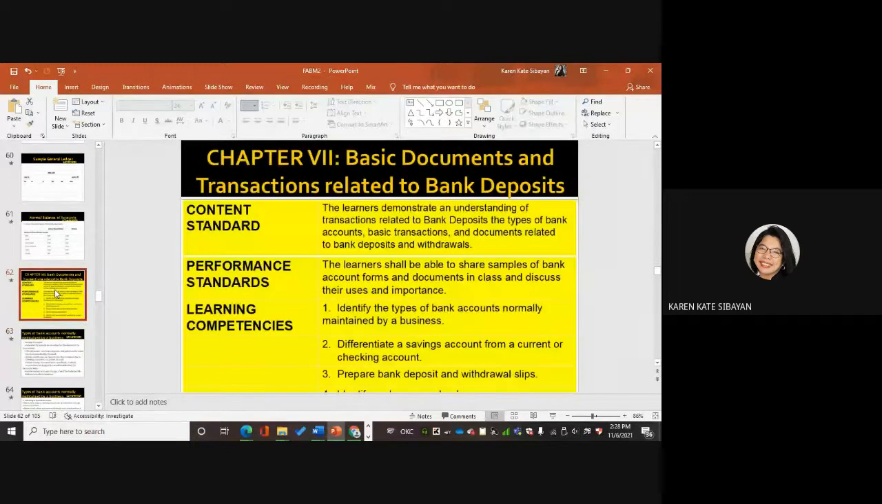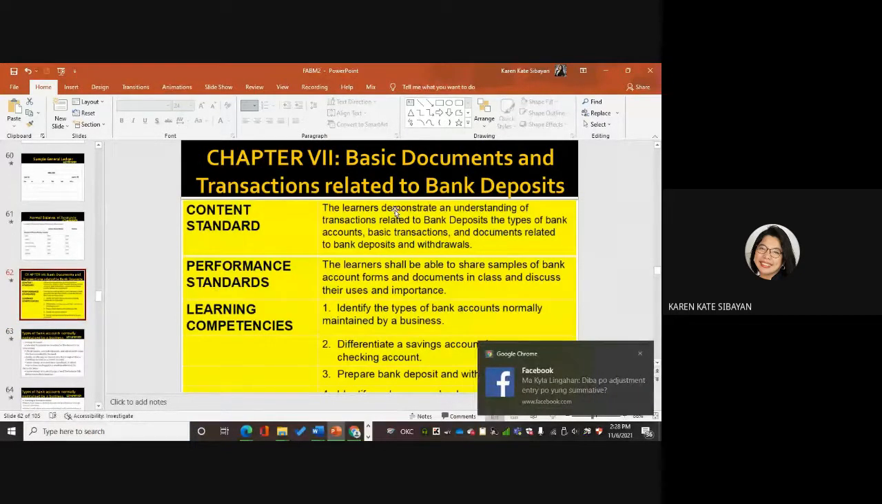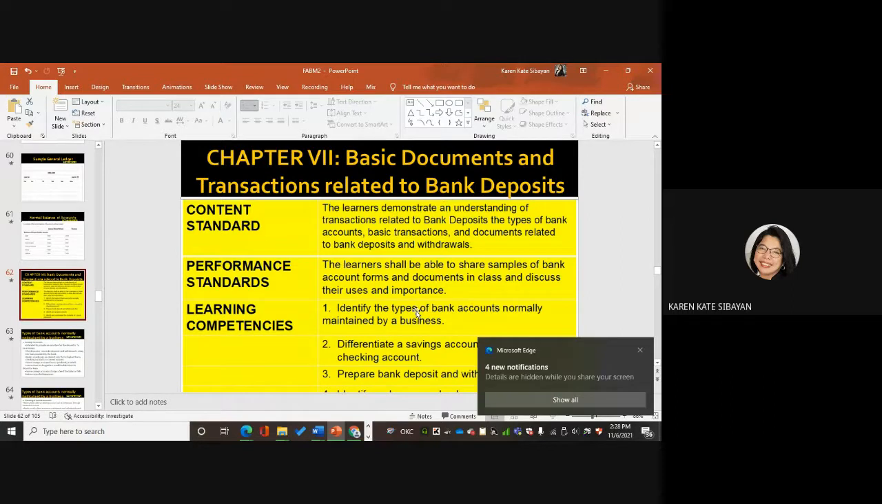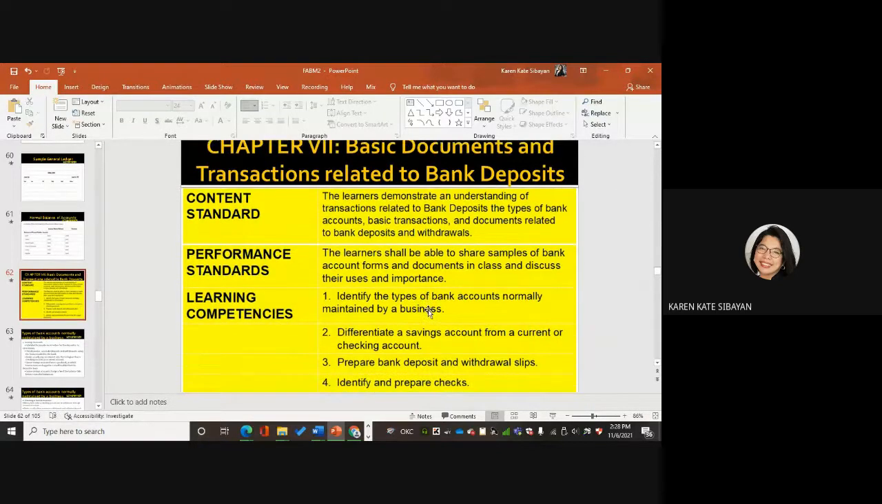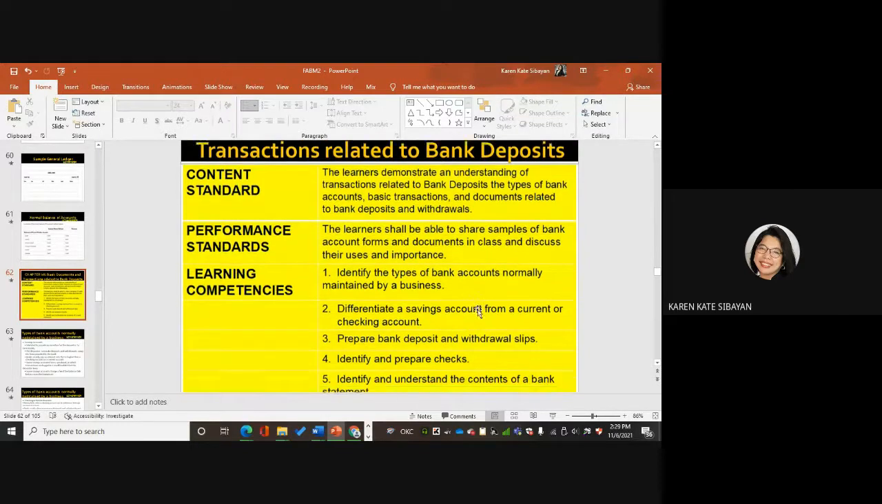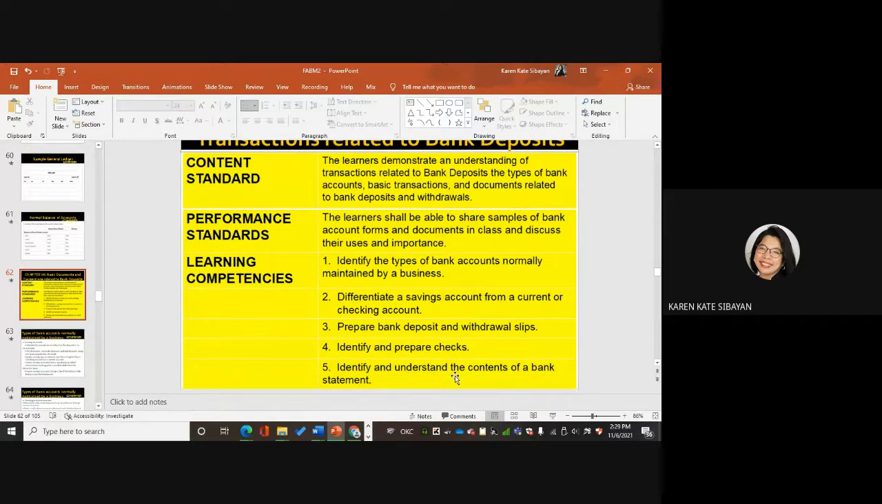So, on this session, we will discuss naman the basic documents and transactions related to bank deposits. Okay? So the learners demonstrate the understanding of transactions related to bank deposits. By the end of the session, you should be able to identify the type of bank accounts normally maintained by a business. So differentiate a savings account from a current or checking account and prepare bank deposits and withdrawal slips and identify and prepare checks. Identify and understand the contents of a bank statement.